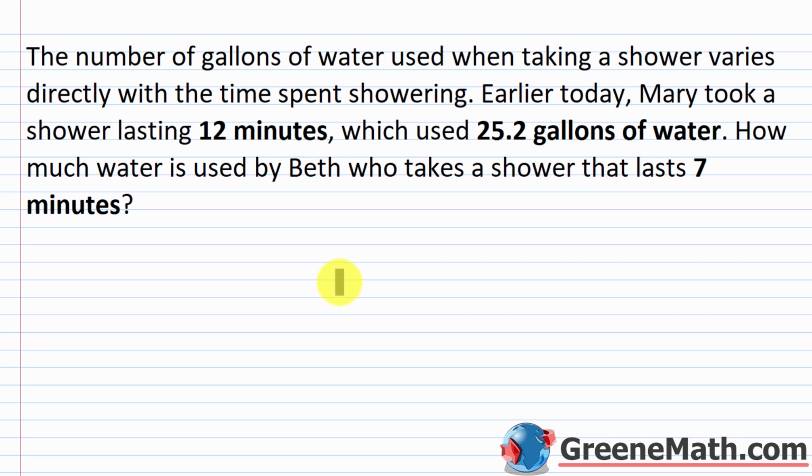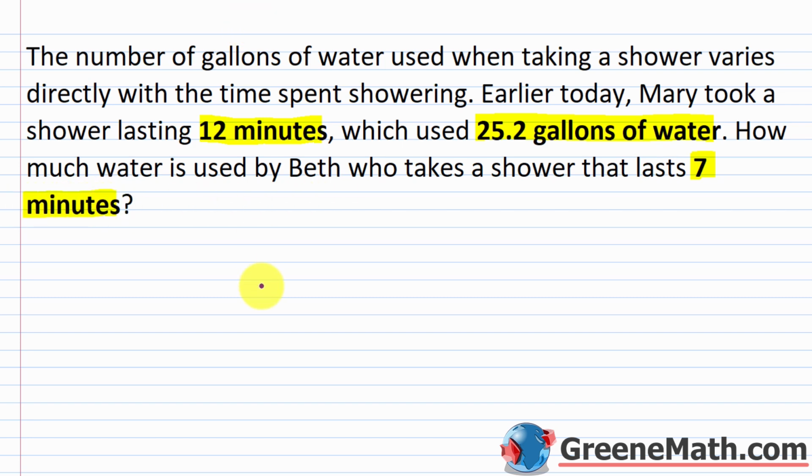So this will be for direct variation. We have that the number of gallons of water used when taking a shower varies directly with the time spent showering. Earlier today, Mary took a shower lasting 12 minutes, which used 25.2 gallons of water. How much water is used by Beth, who takes a shower that lasts 7 minutes?